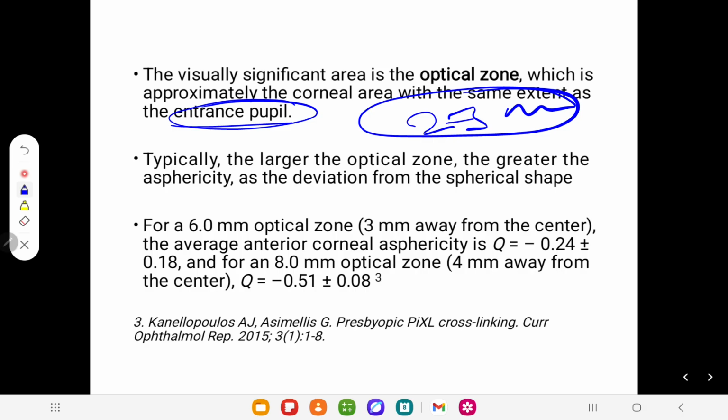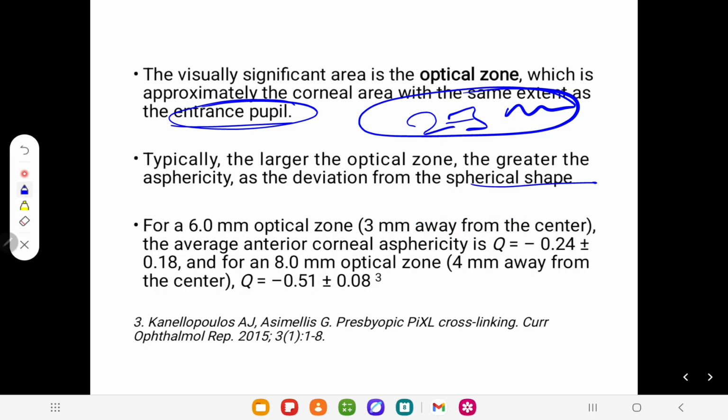Typically, the larger the optical zone, the greater the sphericity as it deviates from the spherical. So we consider the 2 to 3 mm zone spherical, even not aspherical in the case of the cornea. But yes, if you take a larger optical zone, the greater the sphericity. Okay.